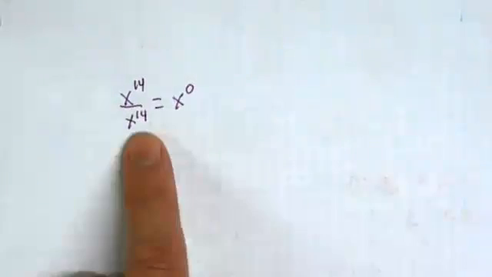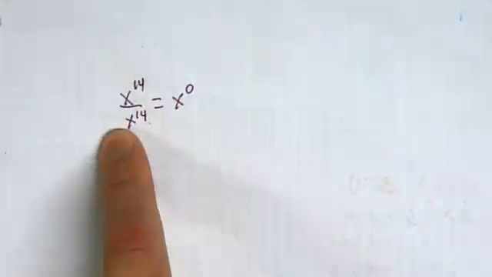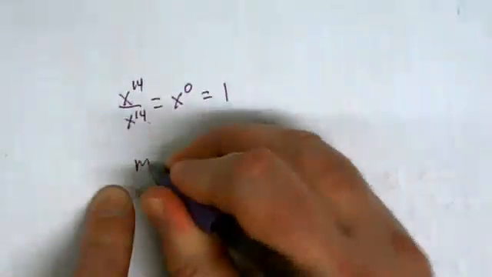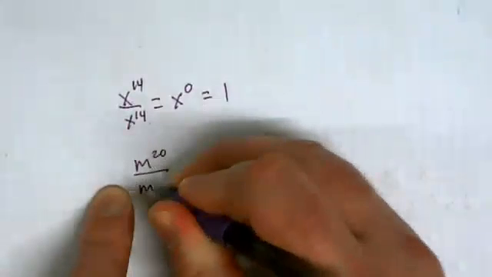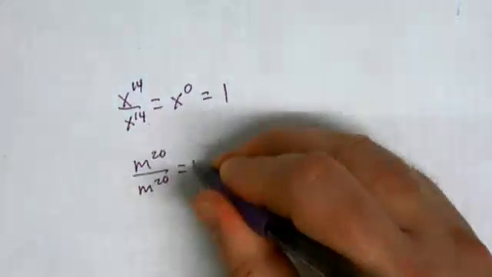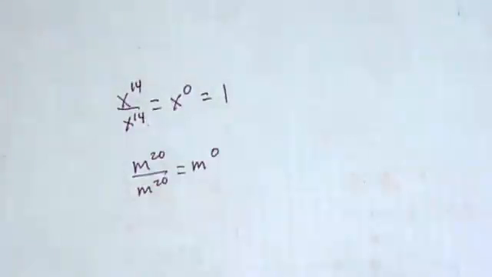Now, if we did this another way, if we thought this through, and you've known this for a long time now, what happens when you take a number and you divide it by the exact same number? What do you always get? 1. The answer is 1. If I asked you to do m to the 20th over m to the 20th, that would be 1, wouldn't it? But it would also be m to the 0.